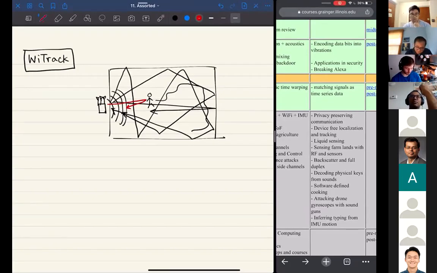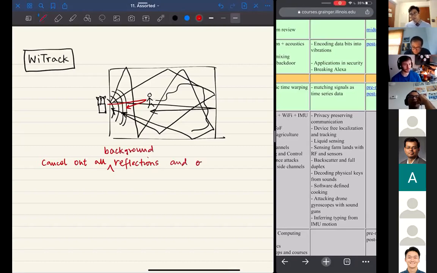I am going to cancel out all reflections, all background reflections, and only get reflections from the moving human.